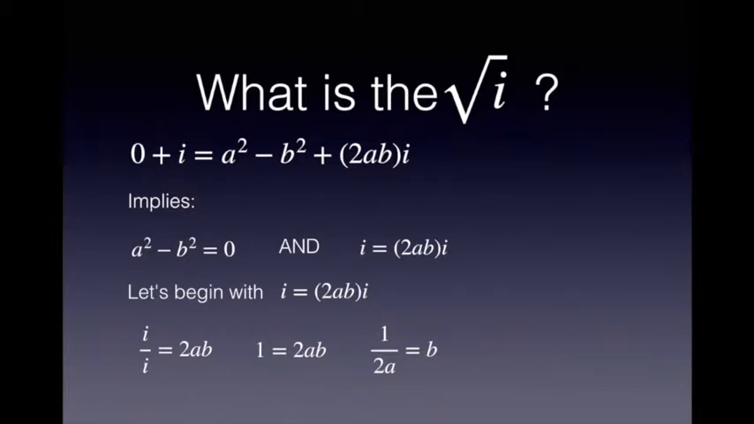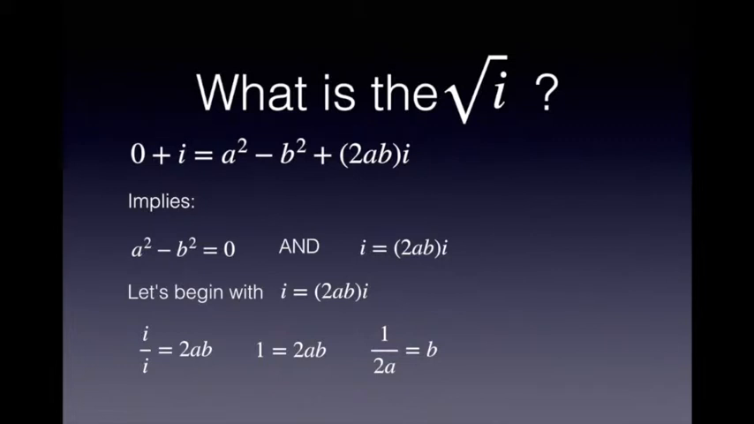So on the left we have the real pieces, a squared minus b squared equals 0. Of course I flipped the order of that equation, but it's the same thing. And on the right I have i equals 2abi. That's all the imaginary parts. So I'm going to start with that. Let's start with i equals 2abi.